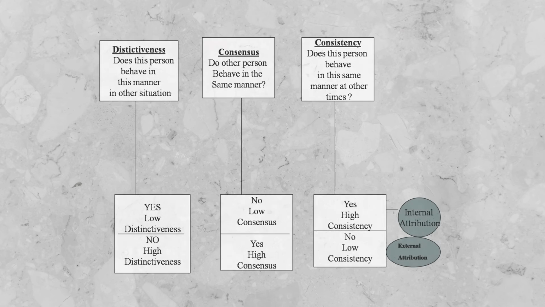Now let's take a look at it in another figure. What is distinctiveness? Does this person behave in this manner in other situations? If yes, then there is no distinctiveness. If no, then there is high distinctiveness. What is consensus? Do other people behave in the same manner? If no, then there is low consensus. If yes, then there is a high degree of consensus. Now, consistency: does this person behave in the same manner at other times? If yes, high degree of consistency. If no, then low degree of consistency.